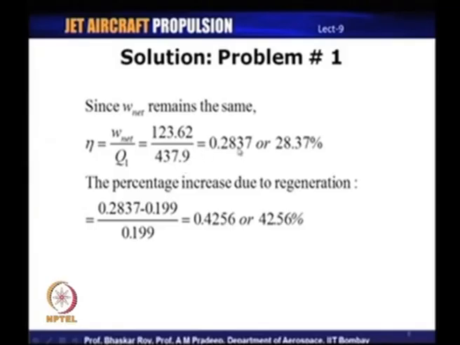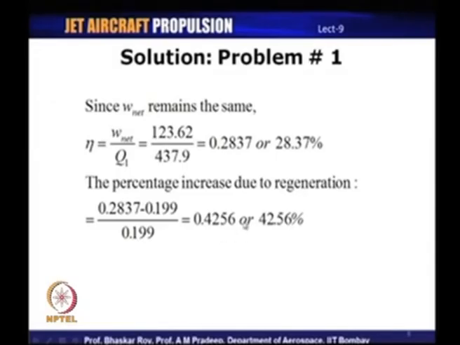This is equal to 0.2837, that is 28.37%. The cycle efficiency without regeneration was 19.9%. So, what is the percentage improvement due to regeneration? It is equal to the difference, 0.2837 minus 0.199, divided by 0.199. So, this is equal to 42.56%.